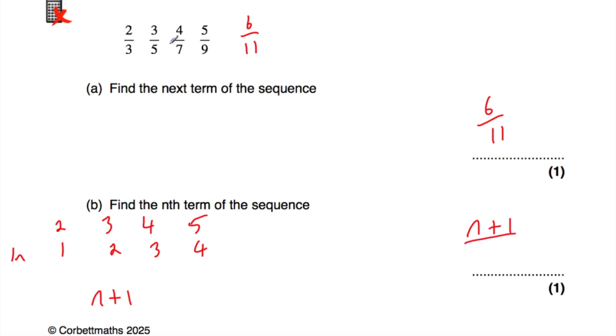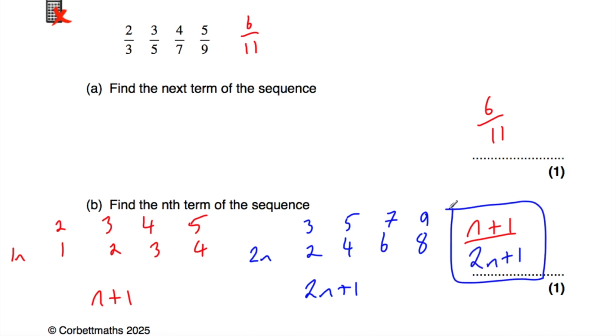Now let's have a look at our denominators, and I'm just going to change the colour of ink here to blue. So 3, 5, 7, 9. These numbers are getting bigger by 2 each time. So let's write down the numbers in the 2 times table. So 2, 4, 6, 8, and that would be 2n. But our sequence is one more than those. To get from 2 to 3, we add 1. To get from 4 to 5, we add 1. So it'll be 2n plus 1. So the nth term for the denominators would be 2n plus 1. So that means our nth term is n plus 1 over 2n plus 1.